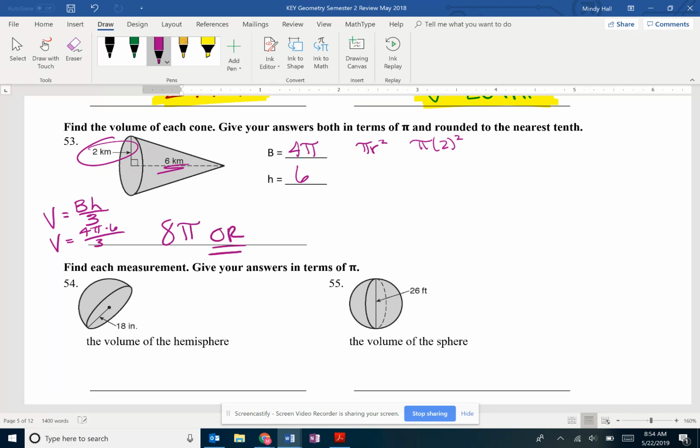Or if we do 8 times pi now, we get our answer rounded to the nearest tenth, which gives us 25.1. And if you're curious, it should be 0.13. So that 3 tells us to just keep the 1. And our units would be kilometers cubed. Again, don't forget your units on the final because it does matter. It's half a point. Don't want to lose it.